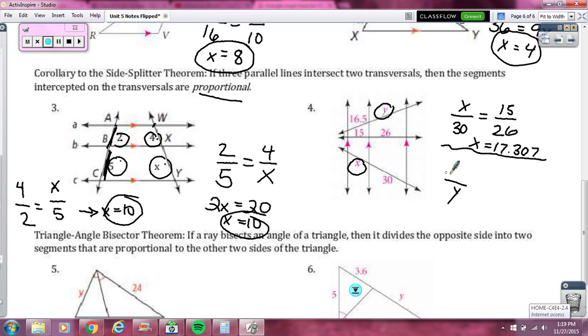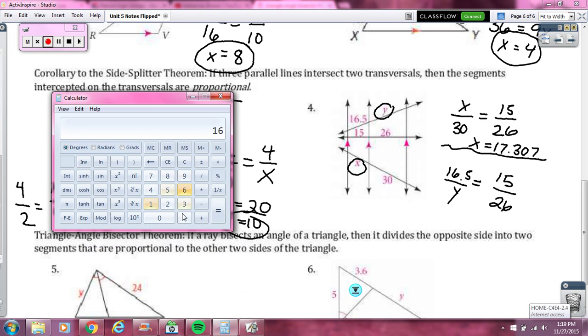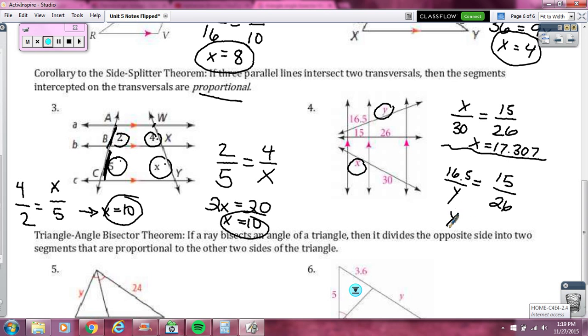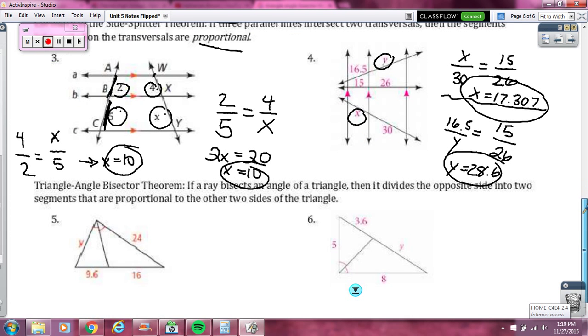For y, we've got 16.5 divided by y should be the same as the relationship between 15 and 26. So 16.5 times 26 divided by 15, 28.6. Again, you might have set it up differently, but hopefully got those answers.